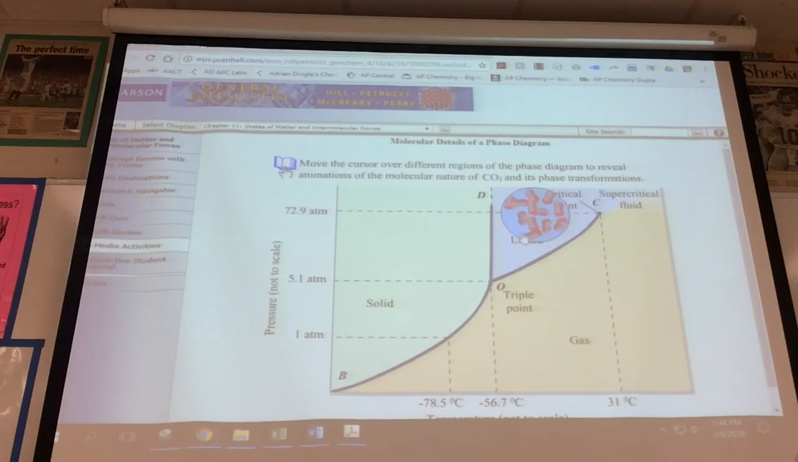Solid to liquid, you can see those two states coexisting. Liquid to gas, you can see those two states coexisting. Here's the critical point, above which you'll have a supercritical fluid.